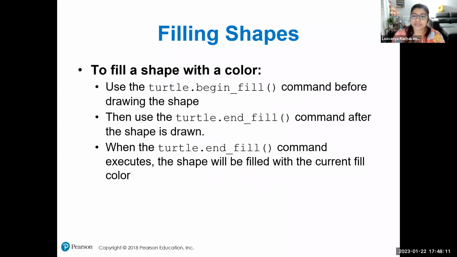If you want to fill a shape with a color, you can directly use turtle.begin_fill. That will start the command, and turtle.end_fill is the ending command. After this, the shape is drawn. When the turtle.end_fill command executes, the shape will be filled with the current fill color.